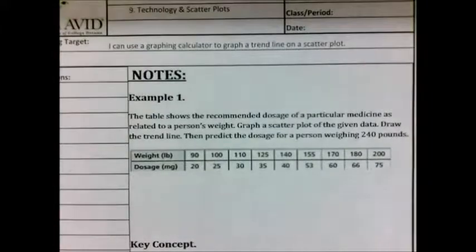In example 1, it says the table shows the recommended dosage of a particular medicine as related to a person's weight. Graph a scatter plot of the given data, draw the trend line, then predict the dosage for a person weighing 240 pounds. We did this on paper in the last video. This time we're going to do it a little differently. I'm going to show you how to do that during the key concept.